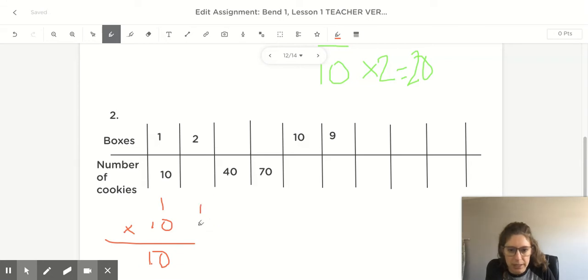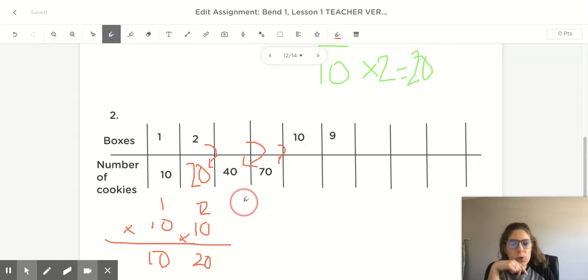Okay, so 2 boxes. How many cookies are we going to have? Well, we have 2 boxes. Each box has 10. We're going to have 20 cookies. 20 cookies. So I'm multiplying by 10 each time. Multiplying by 10, multiplying by 10.